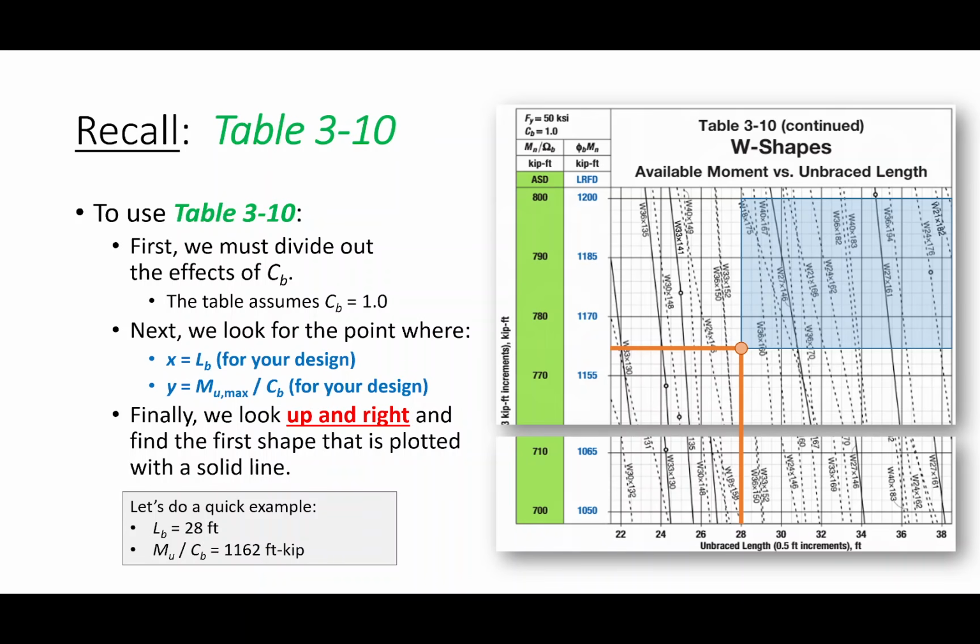So anything up and to the right will work, and what we'll do is find the first solid line, and that's going to be our trial section. Remember, we go with the solid line because in that range, that's the lightest section. It's like the bold row in Table 3-2. Remember in Table 3-2, the sections were organized in chunks, but the bold row was the one we used because it's the lightest. Same thing here.